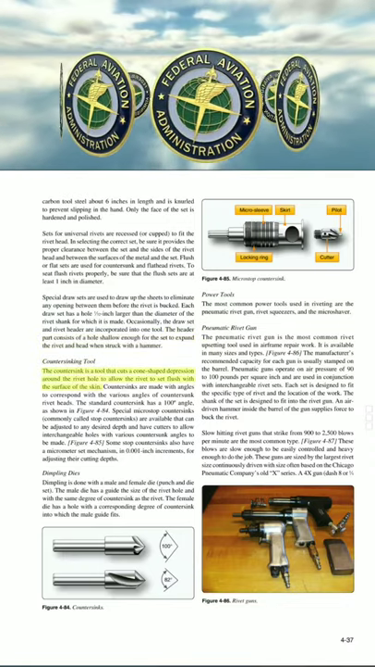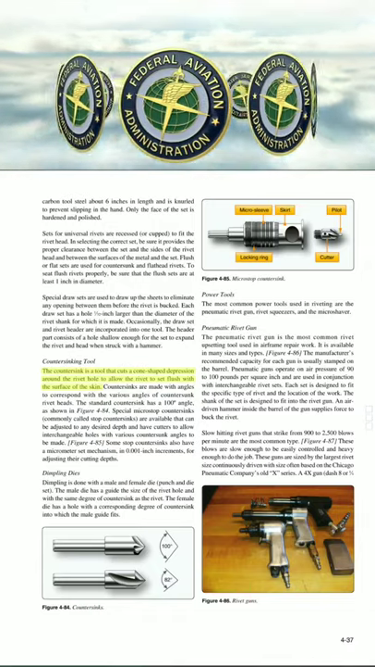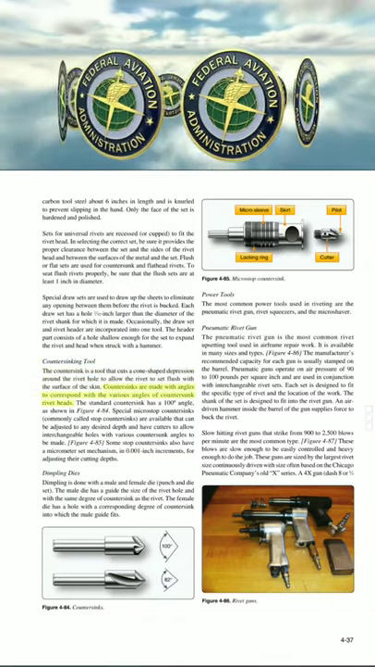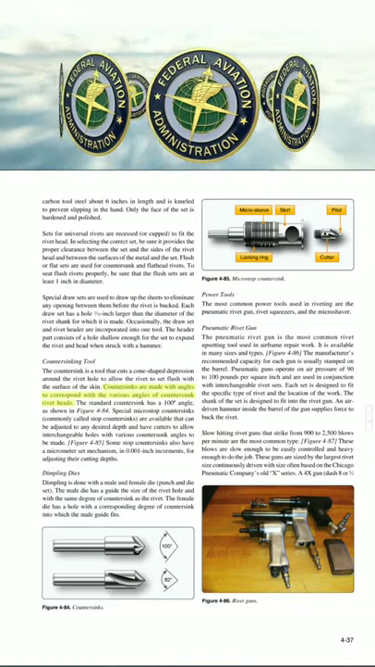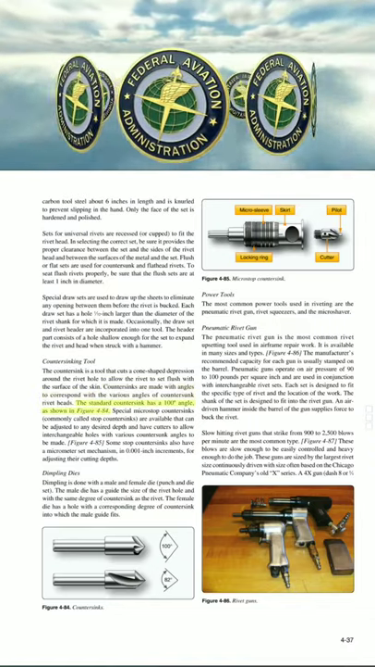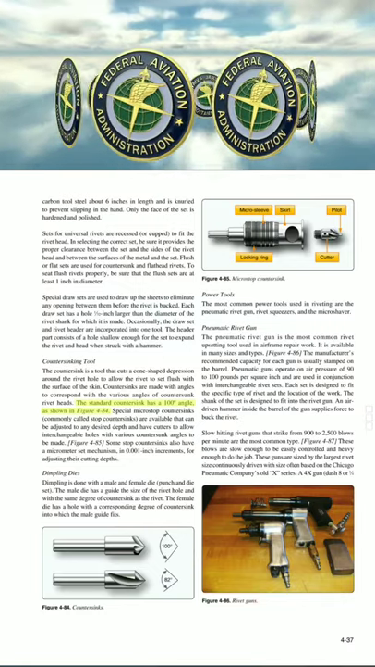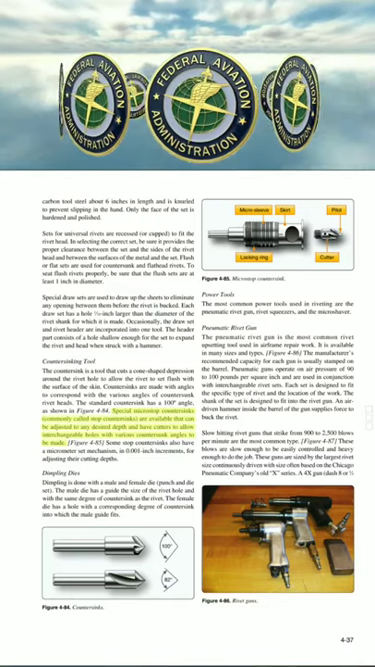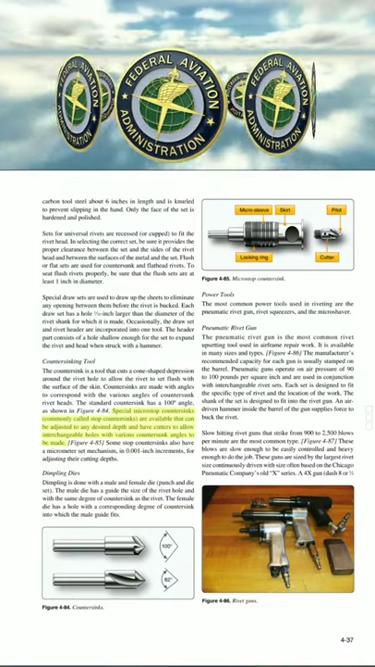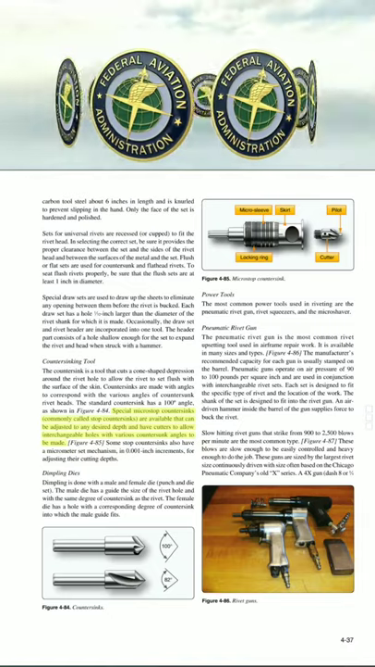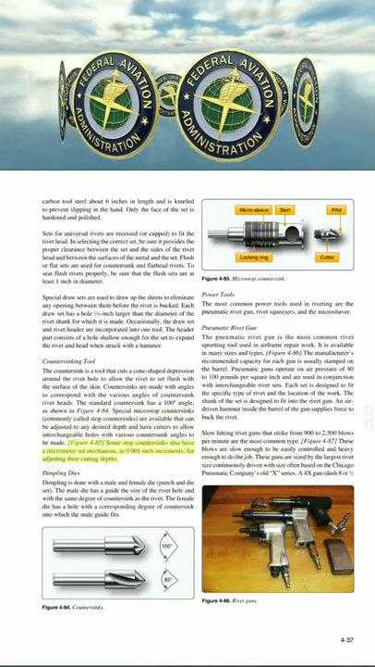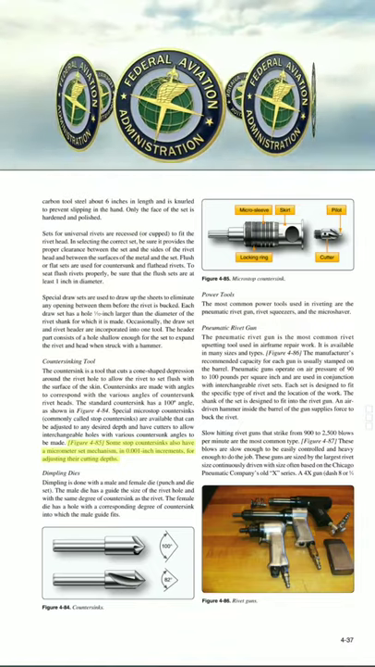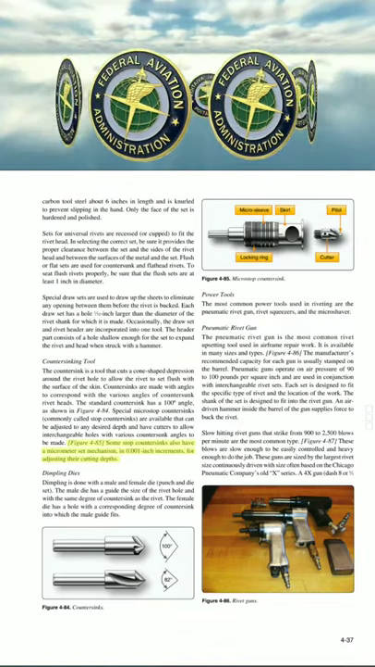Countersinking tool. The countersink is a tool that cuts a cone-shaped depression around the rivet hole to allow the rivet to set flush with the surface of the skin. Countersinks are made with angles to correspond with the various angles of countersunk rivet heads. The standard countersink has a 100 degree angle, as shown in Figure 4-84. Special micro-stop countersinks, commonly called stop countersinks, are available that can be adjusted to any desired depth, and have cutters to allow interchangeable holes with various countersunk angles to be made. Some stop countersinks also have a micrometer set mechanism, in 0.001-inch increments, for adjusting their cutting depths.